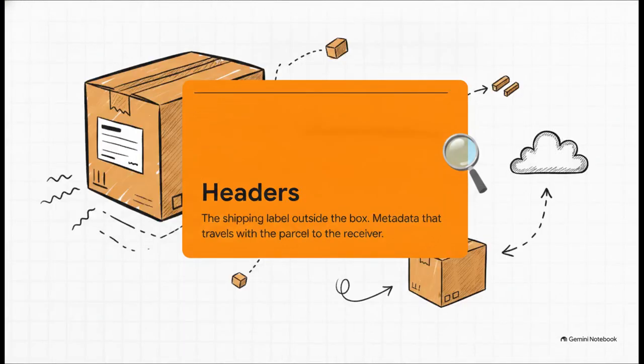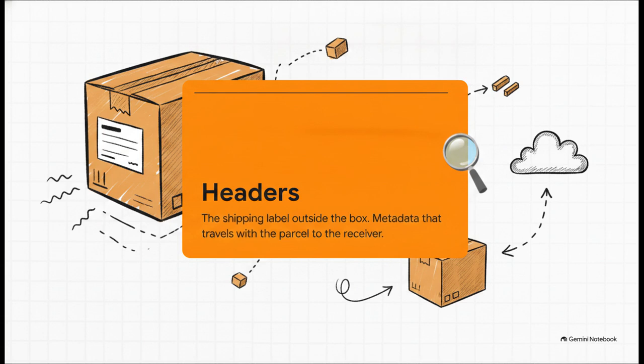Now, what's really interesting about this slide is looking at the outside of that box, the headers. Think of headers as the shipping label glued to the outside of the cardboard box. This is your metadata. Things like a file name, a message ID, or a content type. They're visible without anyone having to rip open the box and read the body. And because they're slapped on the outside of the box, they travel with the parcel all the way to the receiver.